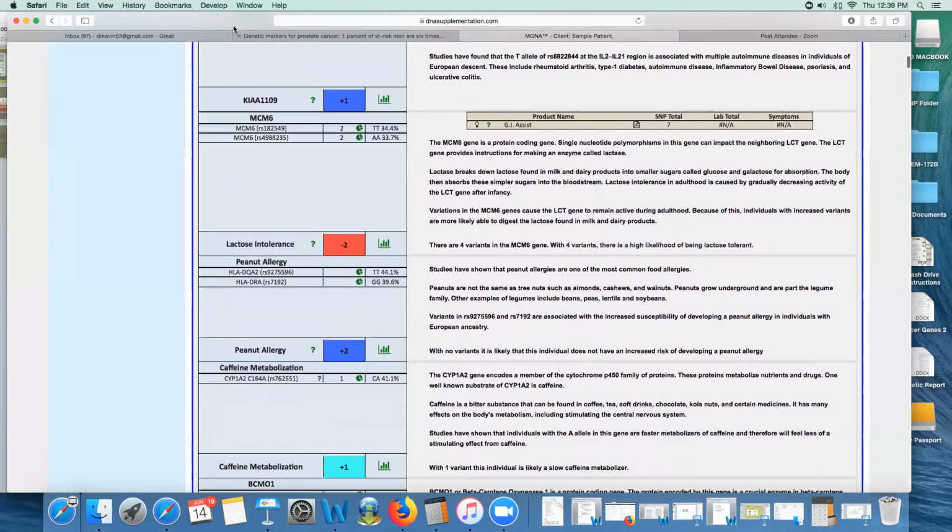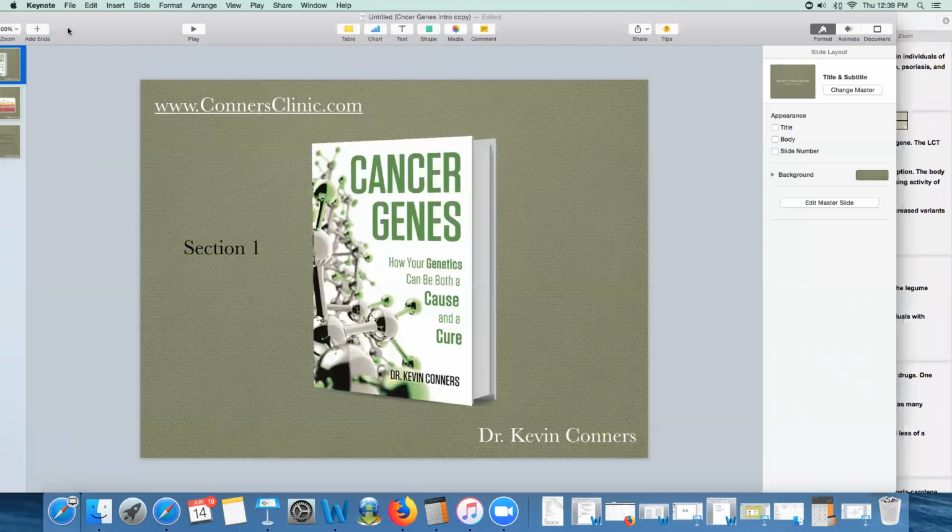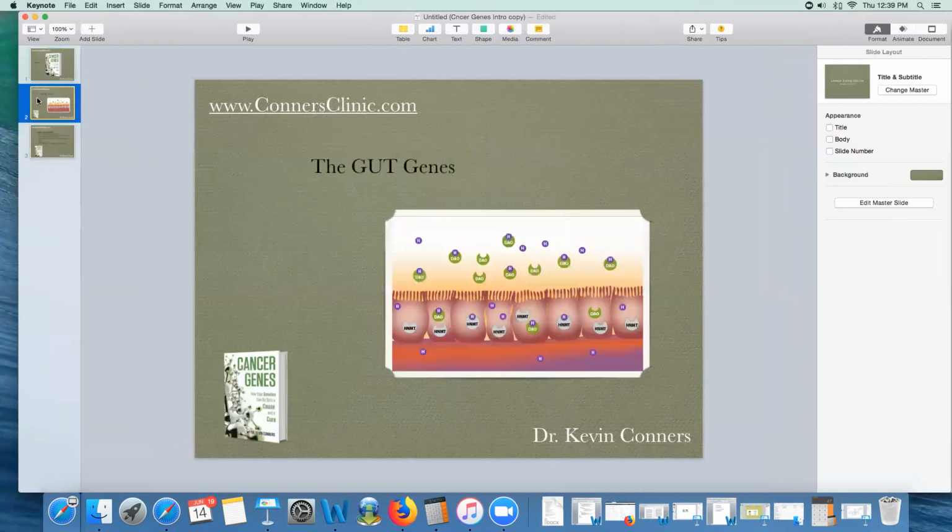Okay, so let's get to the topic of today. We covered what I just said in other slides and presentations that didn't talk specifically about our cancer gene book. So we want to talk about the gut genes today. We're going to talk about some different gut genes. Some of them have to do with histamine.